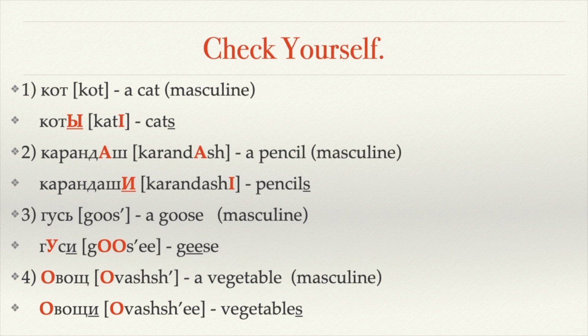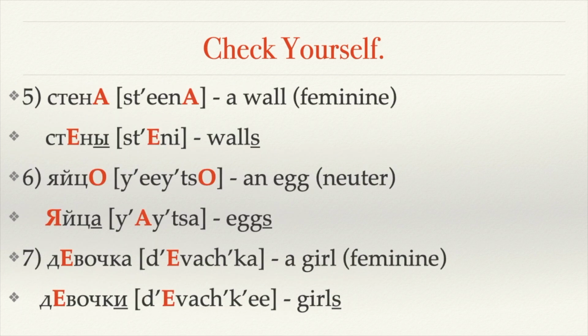Check yourself. Number 1. Кот, коты. Number 2. Карандаш, карандаши. Number 3. Гусь, гуси. Number 4. Овощ, овощи. Number 5. Стена, стены. Number 6. Яйцо, яйца. Number 7. Девочка, девочки.